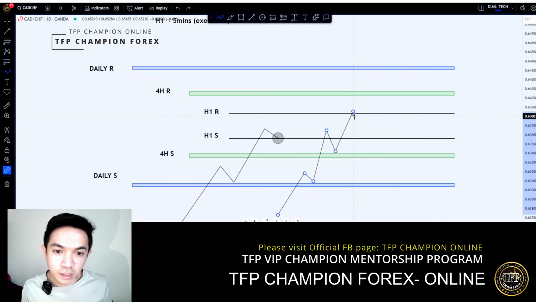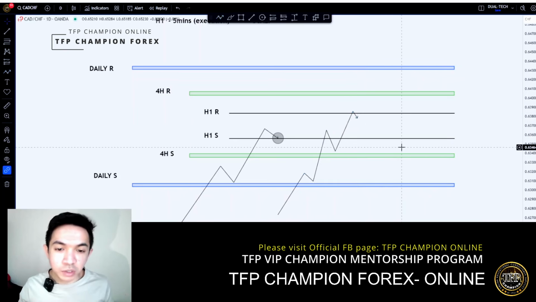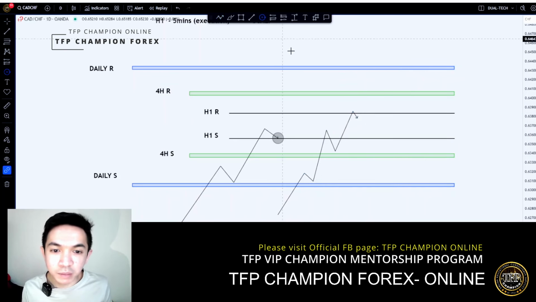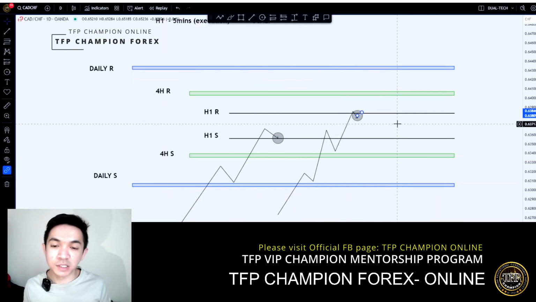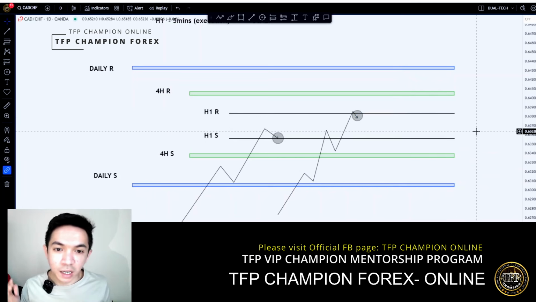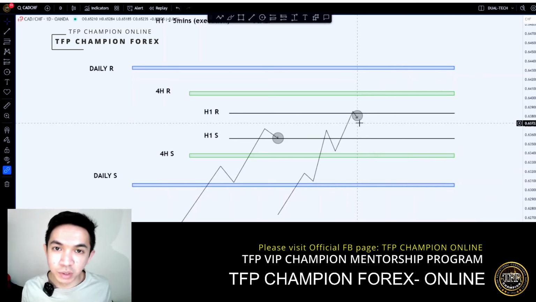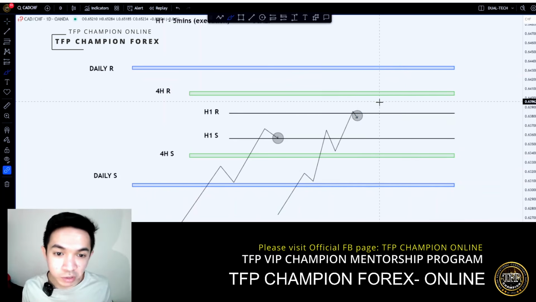Okay? Anong ibig sabihin niyan? So, ibig sabihin, currently, yung market price mo is nasaan? Nasa hourly resistance. So, anong tanong dito? You have to question now, if I'm at the resistance level ng H1, is there any possibility na tumagos yan papunta sa 4-hour? Okay? If that's the case, ibig sabihin niyan, you will have an opportunity up or down.